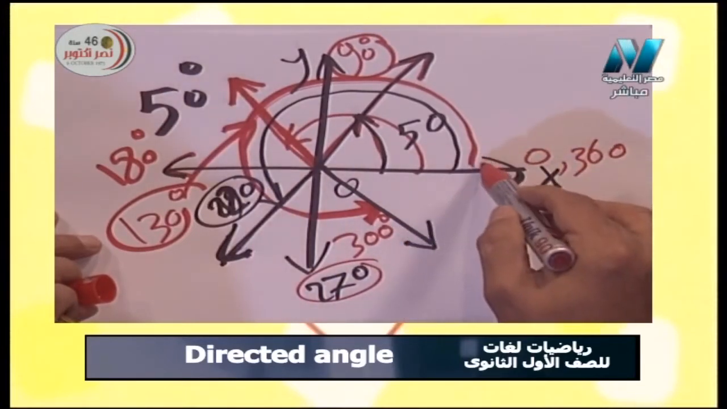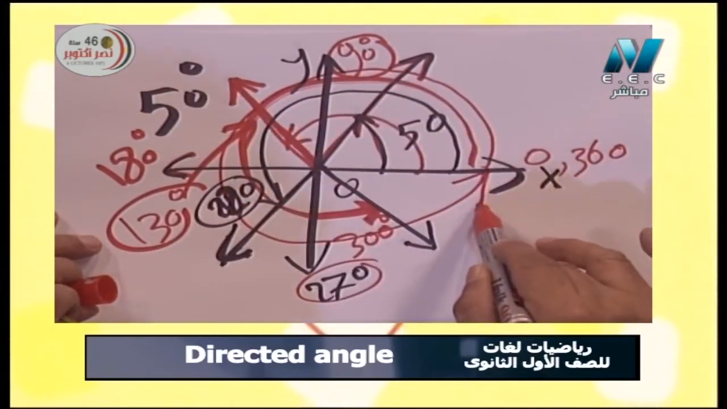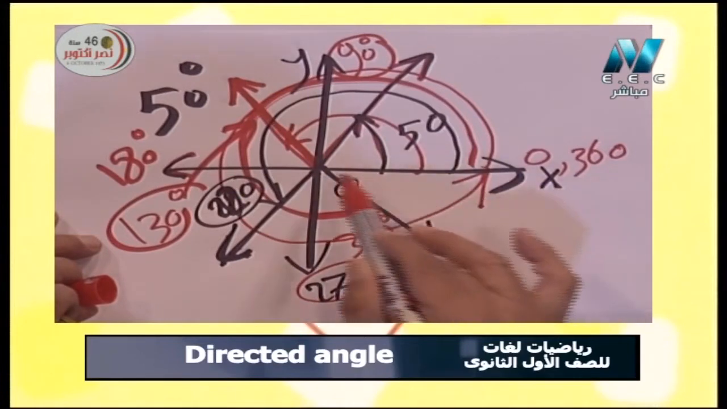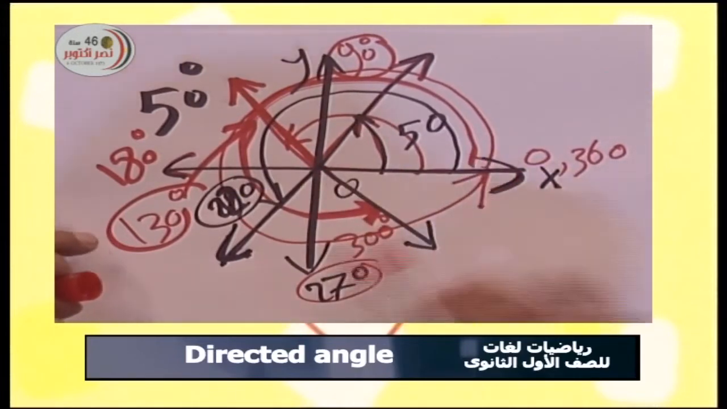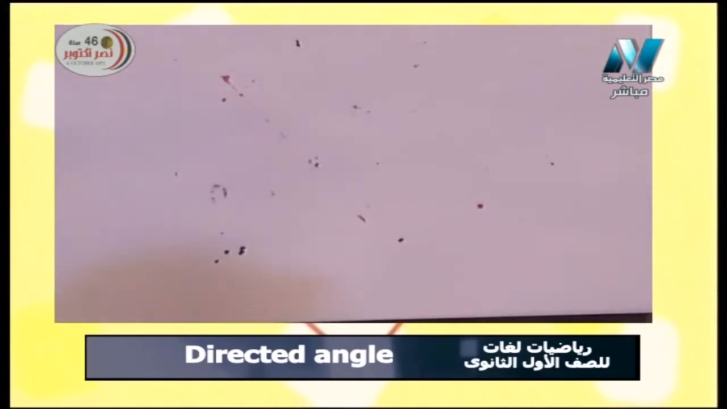If we have the angle 330 degrees, it will be a quadrantal angle. Let's talk about the angles again. We have angles that lie in the first, second, third, or fourth quadrant, but we have other angles which we call quadrantal angles. What are the quadrantal angles?